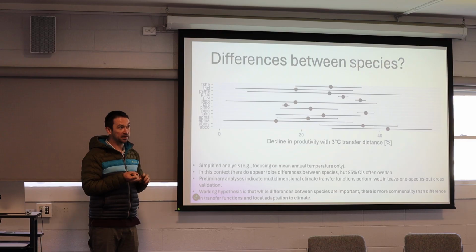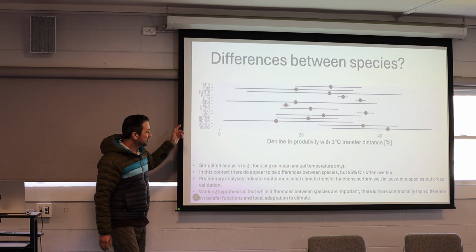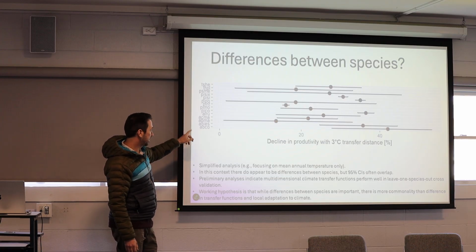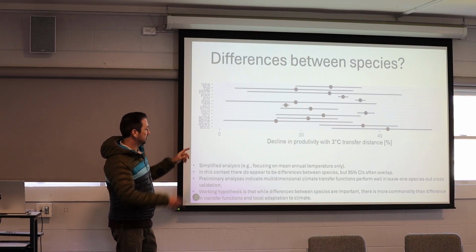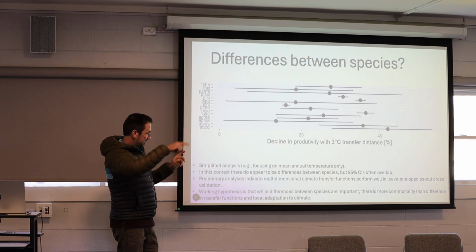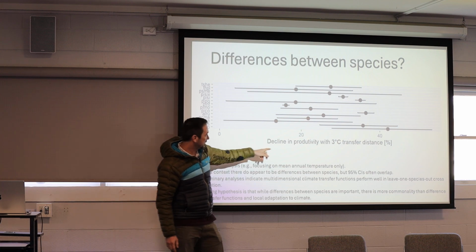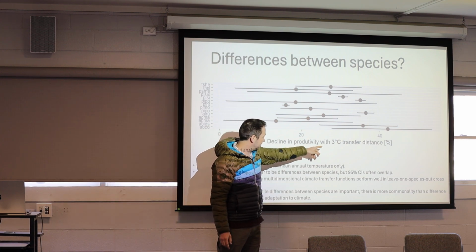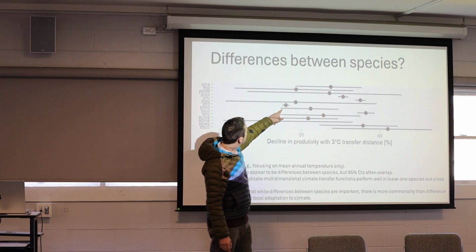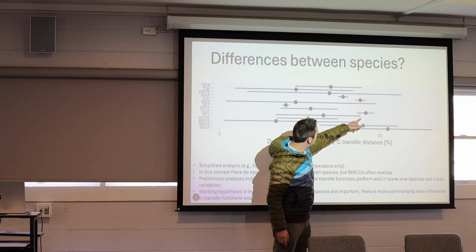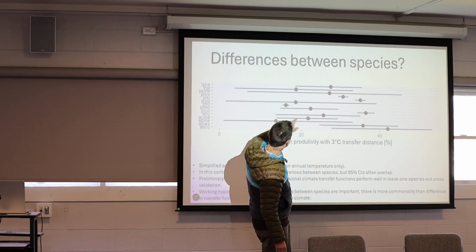That's lodgepole pine, which is the default stand-in for all the other species. It's one of the most robust data sets, and then Douglas fir. And so this is just one way of comparing these different data sets. These are climate transfer functions, asymmetric bell-shaped curves for mean annual temperature. And then this is the decline in productivity associated with 3 degrees Celsius transfer difference. And you can see there are some species that differ and don't overlap.